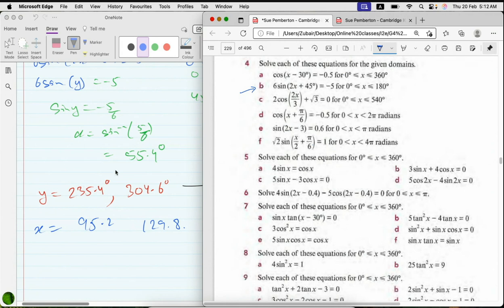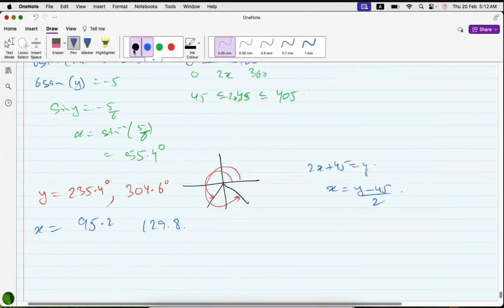So we first do the 6, 7 to x plus 45 degrees. So that would be negative 5 over 6 and sine inverse. This was 56.4. I just wrote 55. Negative 56.44. Yep.